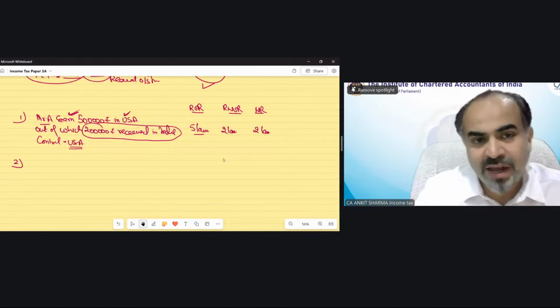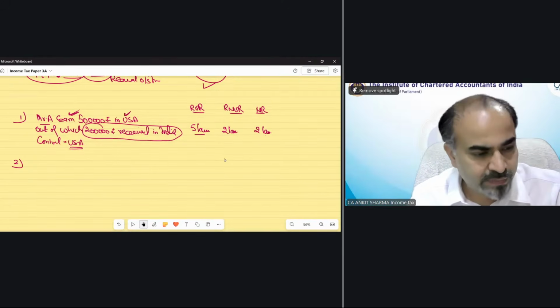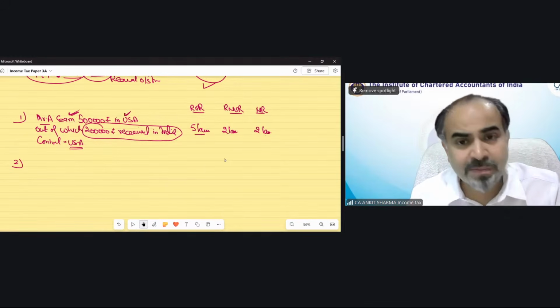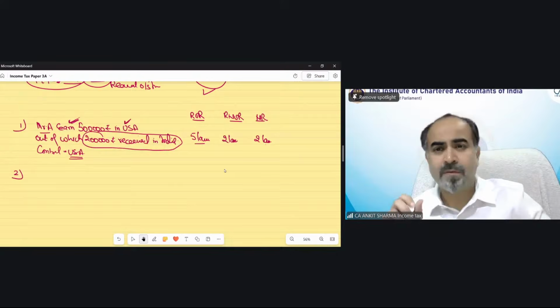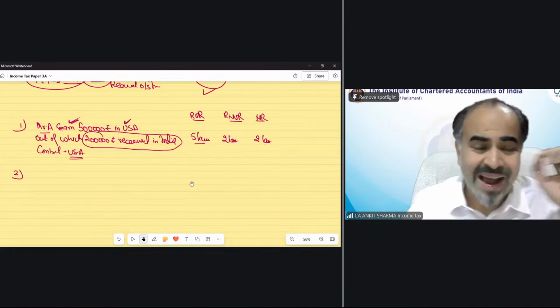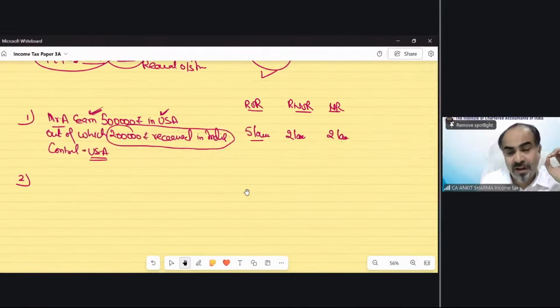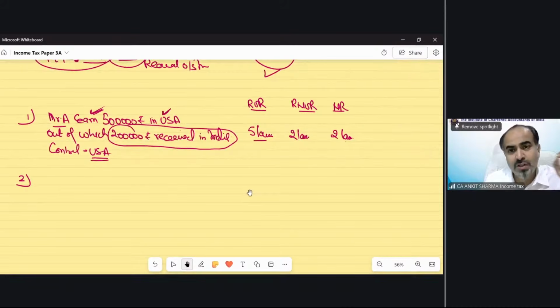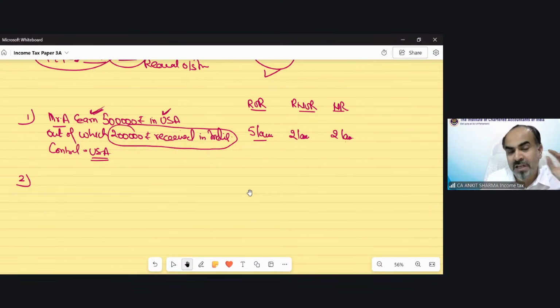Now, second point, I am writing it down. Please remember very carefully that remittance and brought does not have any impact on the taxability. If any income has been given as remittance or brought, you have to ignore it. Like in the second part, please do not do any treatment, just ignore that income.